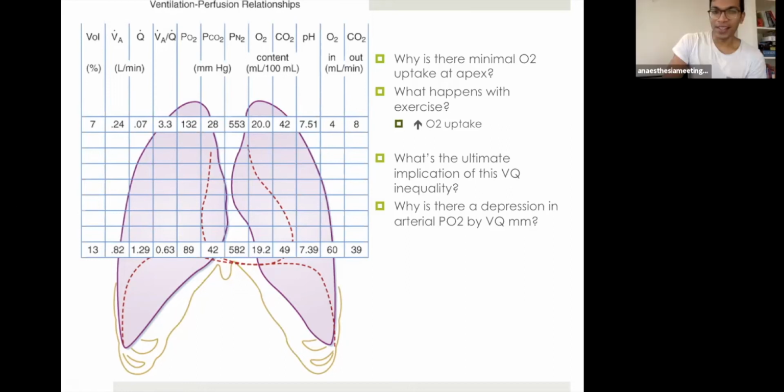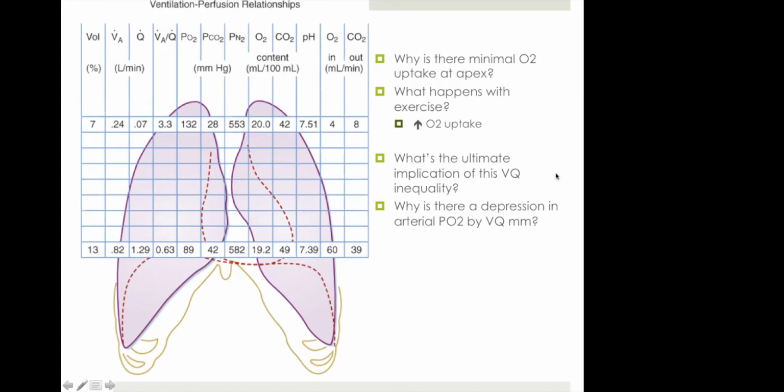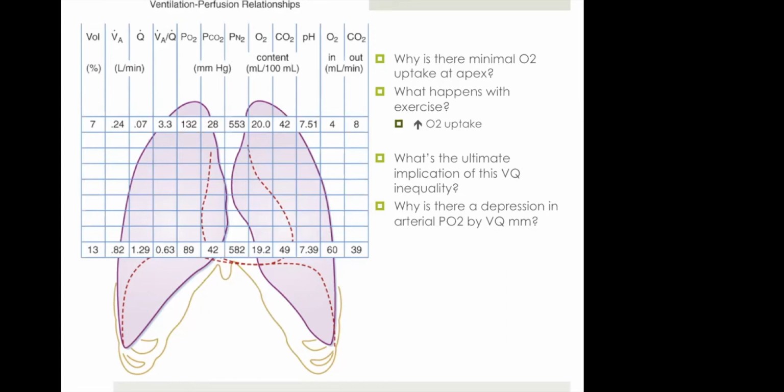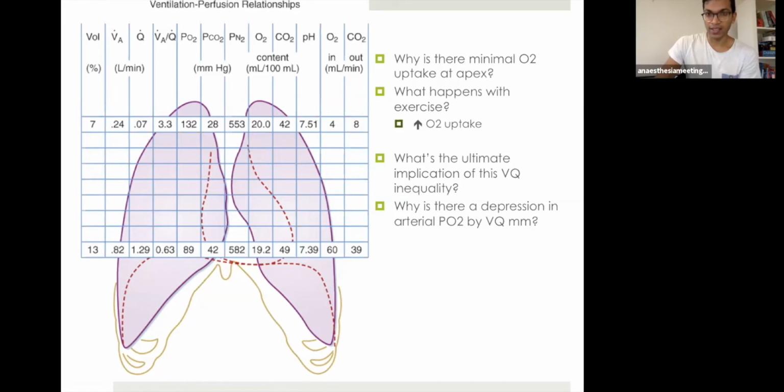You might hear the terms recruitment and distension. So that would happen in context. So the ultimate implication of this VQ inequality, it's a bit broad. Your perfusion will improve, so you'll get a better VQ matching. Yep, and that is true in that exercise situation.